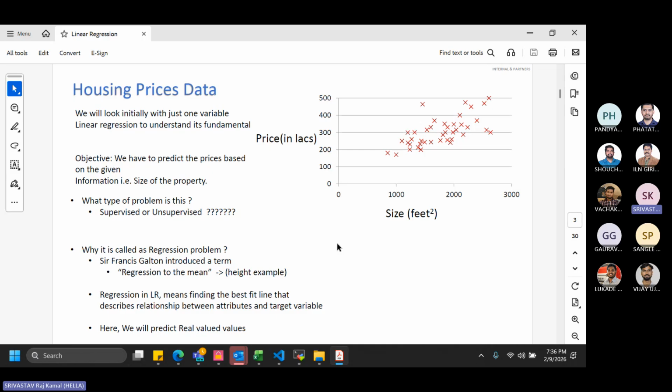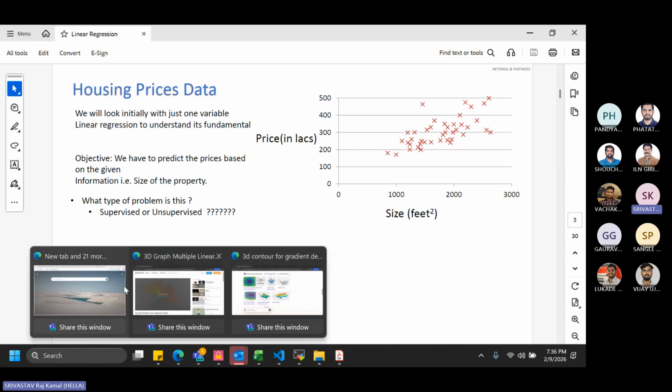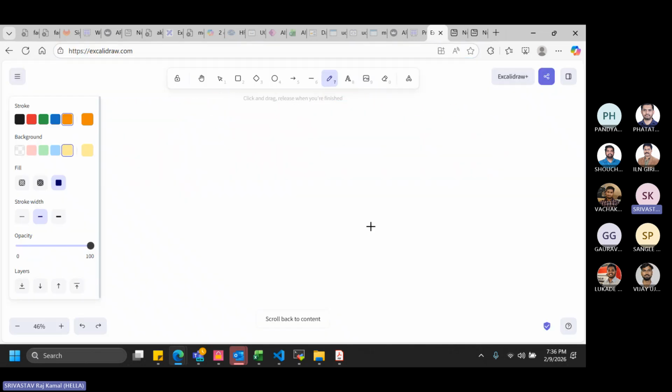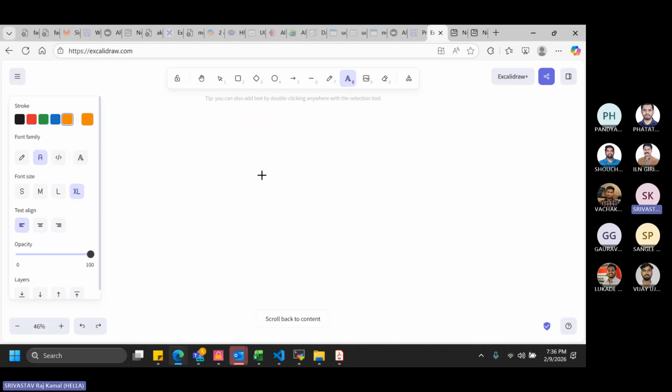It would be helpful for me to open the Excel drawing, which I've already done here. So as I mentioned, when somebody provides me data, the company or whoever we are solving this problem for, they also provide me the ground truth, right? This is how the data looks.